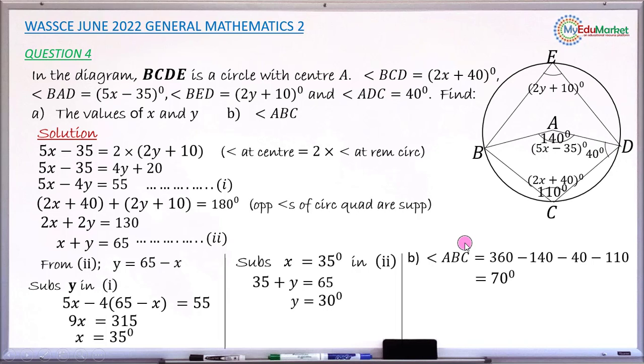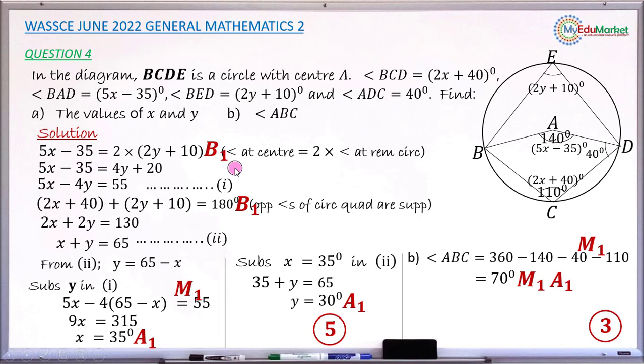So let me just share with you how this very question is marked during the marking of this paper. The very first mark is a bonus 1 mark, and this bonus 1 mark is for when you have the very first equation, using the theorem angle at the center equals twice the angle at the remaining circumference. If you connect these two angles together appropriately, you have this bonus 1 mark. The next mark is for getting the second equation, connecting this angle 2y plus 10 and the 2x plus 40 as opposite angles of a cyclic quadrilateral. You have this bonus 1 mark.